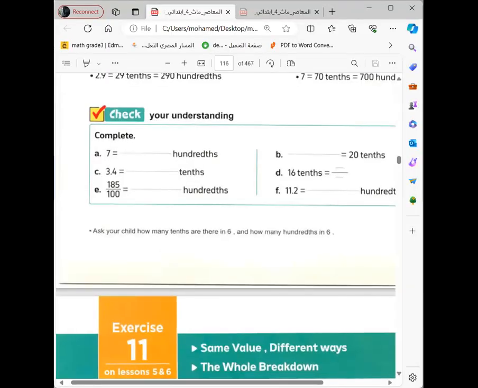How do I answer here? 7, I want to make it 100. That means I need the hidden denominator, not 1, no, 100. I put 2 zeros. That means I also put 2 zeros up. So what's the answer? Amazing, 700.